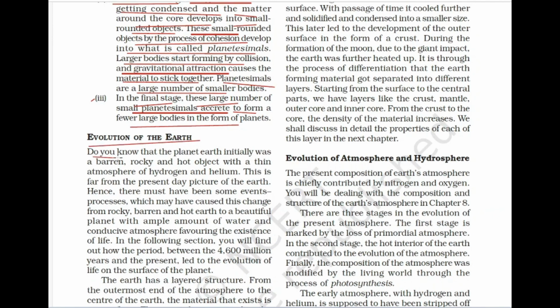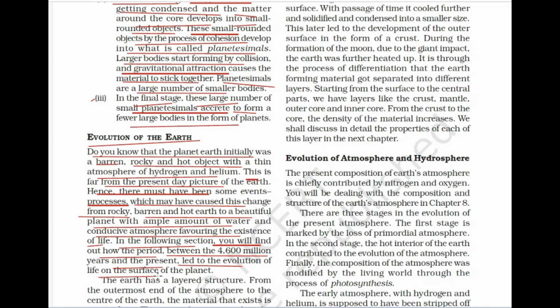Evolution of the Earth. Do you know that the planet Earth initially was a barren, rocky and hot object with a thin atmosphere of hydrogen and helium? This is far from the present-day picture of the Earth, hence there must have been some events or processes which may have caused these changes from a rocky, barren and hot Earth to a beautiful planet with an ample amount of water and an atmosphere favoring the existence of life. In the following sections, you will find out how the period between 4,600 million years ago and the present led to the evolution of life and the surface of the planet.